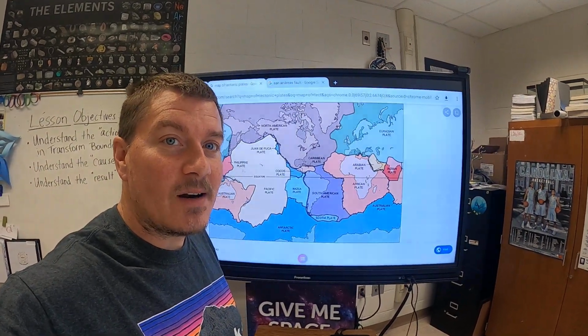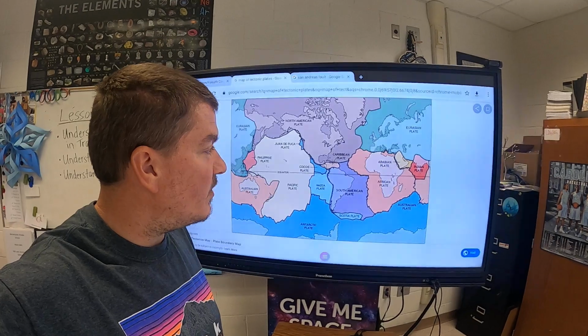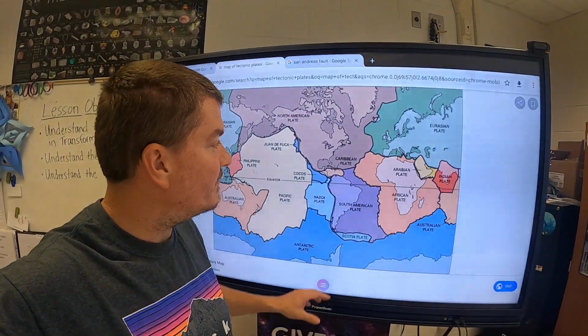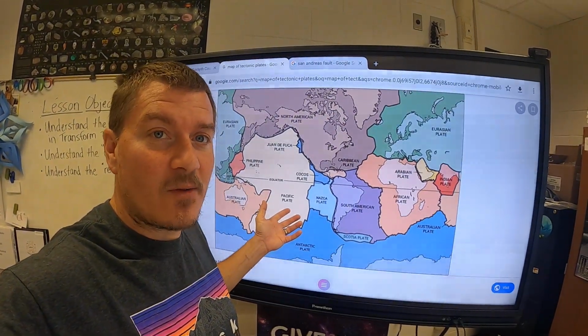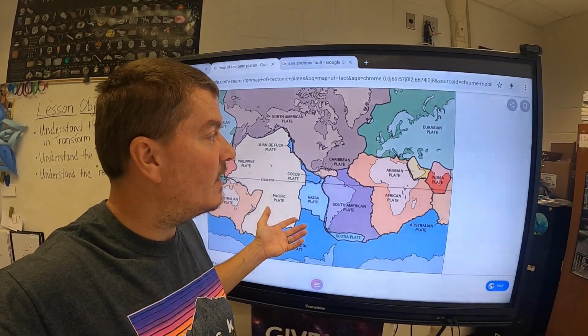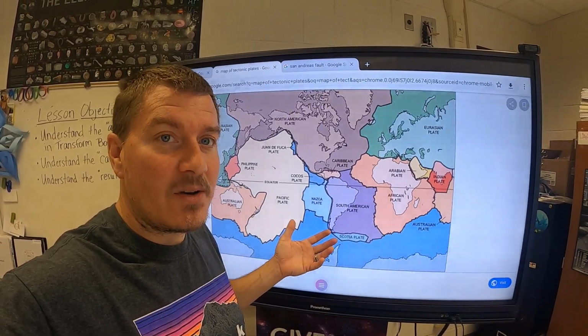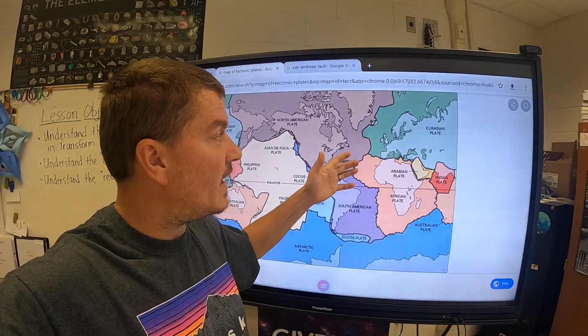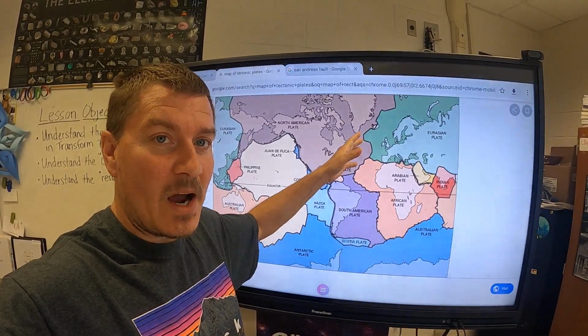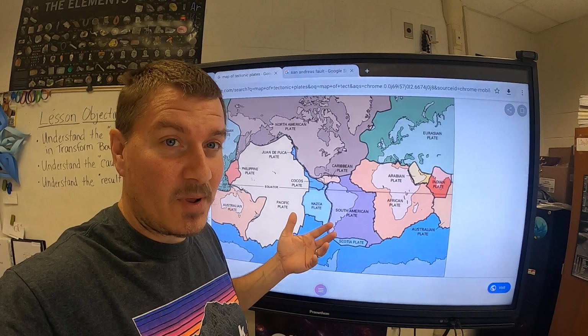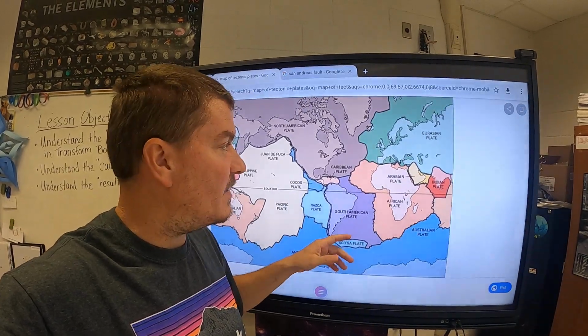So let's take a look at our plates map, plates that are the crust around the planet. We've got areas of transform boundaries that we're going to look at in just a minute, but the activity that you're going to do afterwards is more related to transform boundaries that are found as part of other plate boundaries, like divergent plate boundaries.